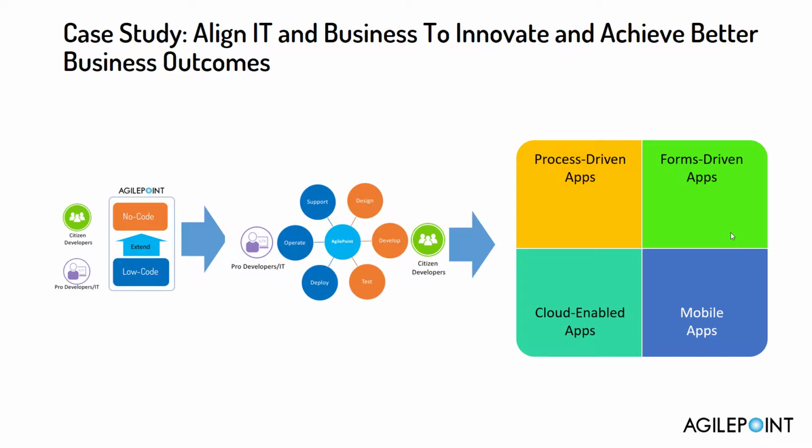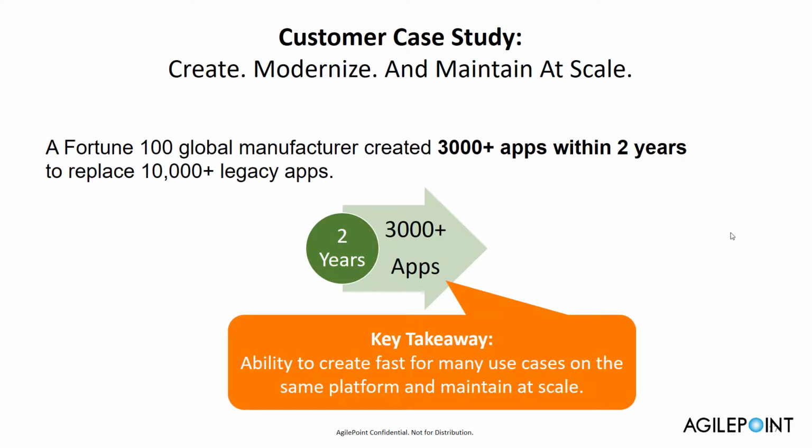The first example I'd like to go through really gives you a sense of the scale at which AgilePoint can be used. The example comes from a Fortune 100 manufacturer who used AgilePoint to create 3,000 applications in a 2-year period. And not only is the speed at which they built these applications extremely compelling, but also just how considerably they consolidated their legacy application portfolio, with 3,000 AgilePoint applications handling the workload of 10,000 applications built on homegrown technologies.